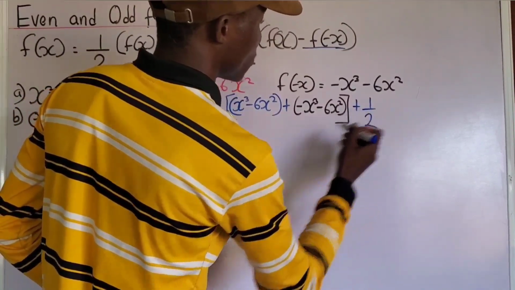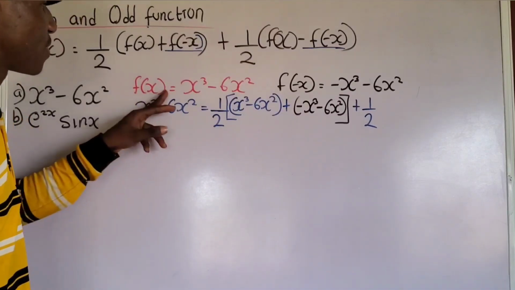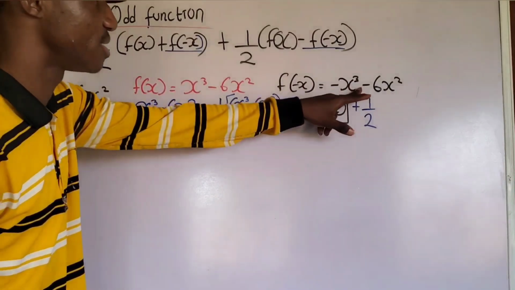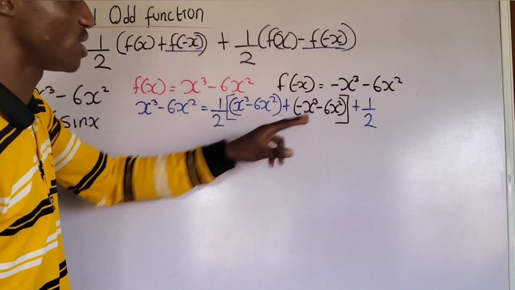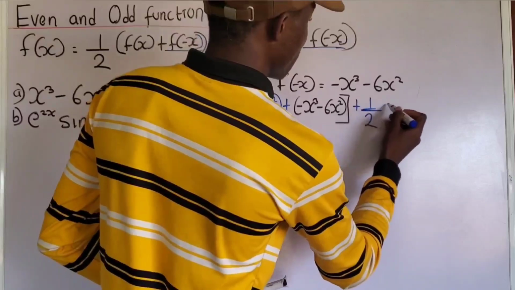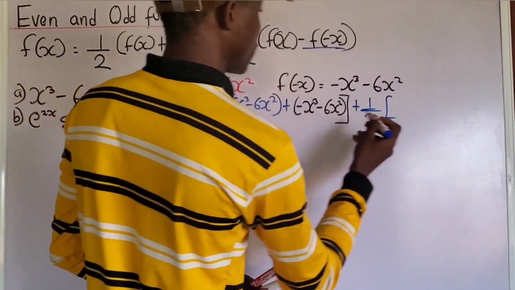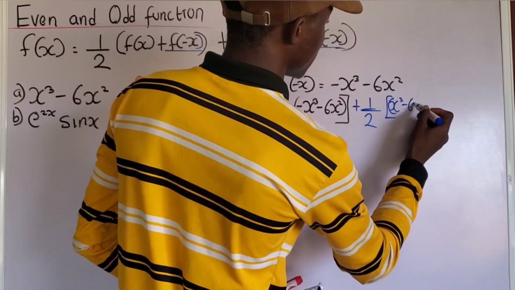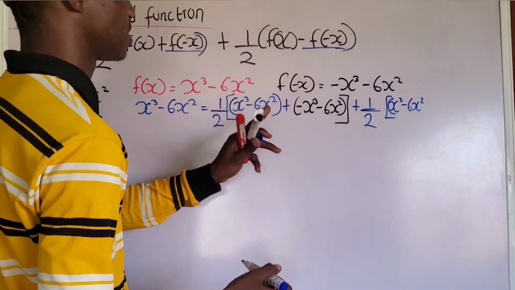Now, plus 1 over 2. Now we are dealing with the second side. Listen, f of x is this. f of negative x is this. You understand? So I just substitute the value of f of negative x as this. Now we are dealing with this second side. We are still going to have f of x. f of x is what? x cubed minus 6x squared.